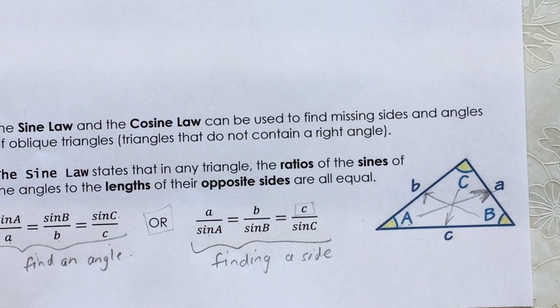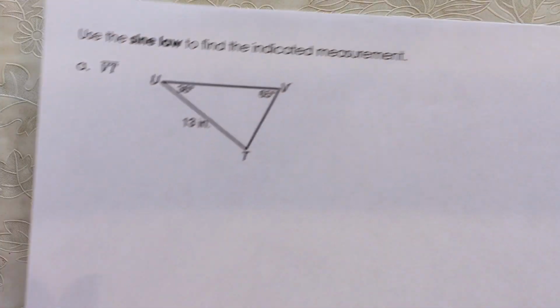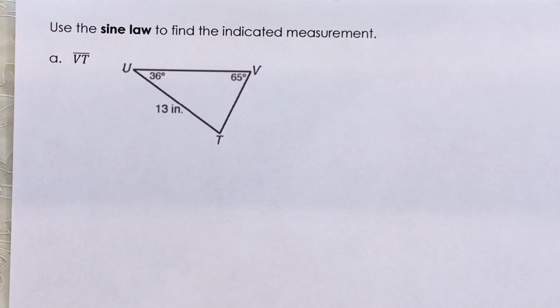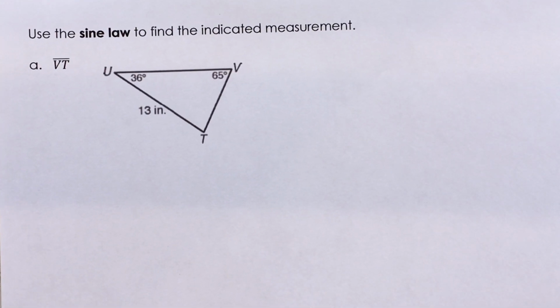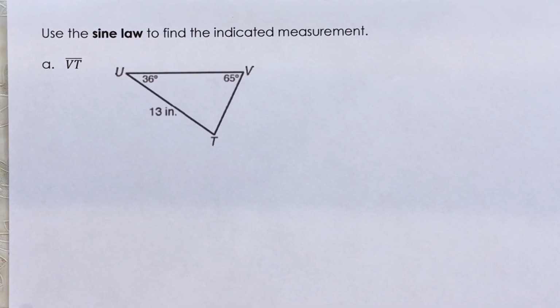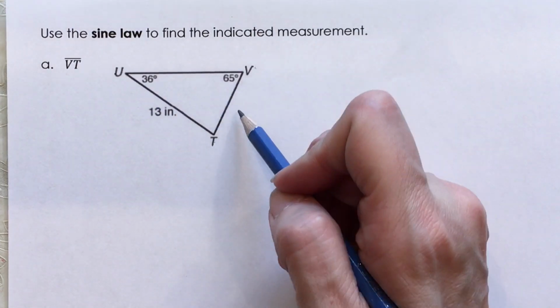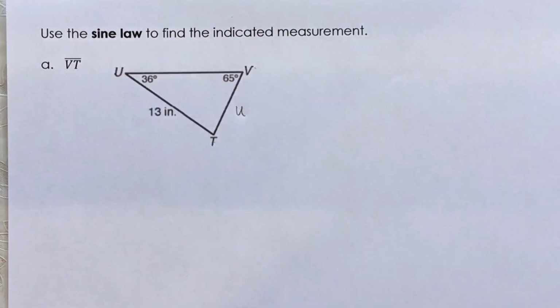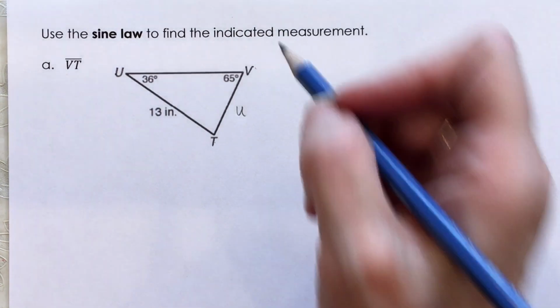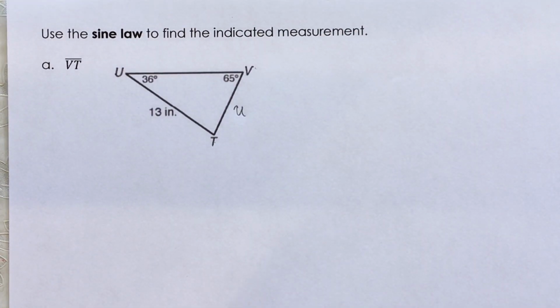So now we're going to practice using the sine law. Our first question asks us to use the sine law to find the indicated measurement. In this case, they want side VT, which we could also call side little u because it's the side opposite from angle U. Just make sure your little letters look different from your big letters.